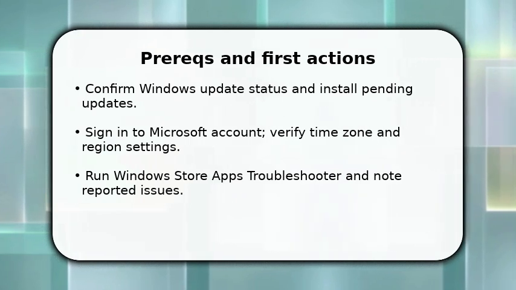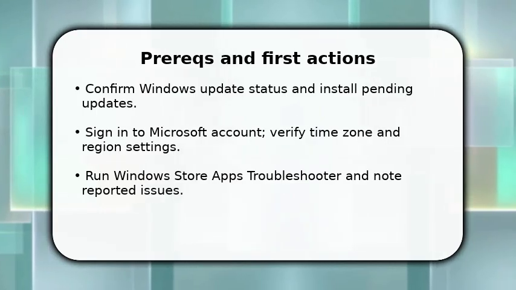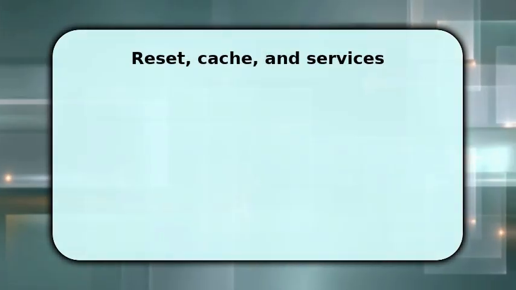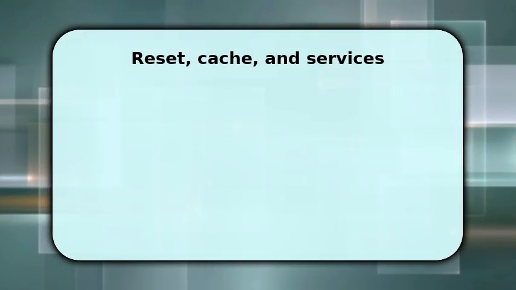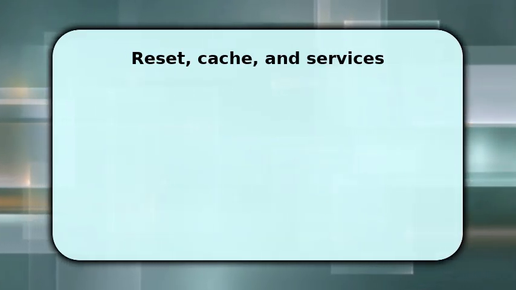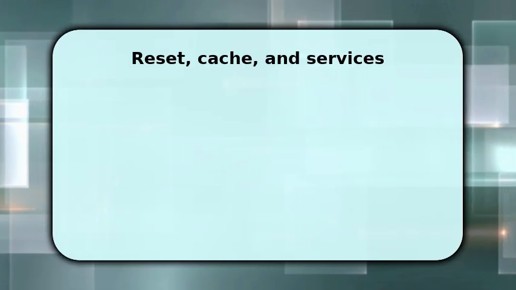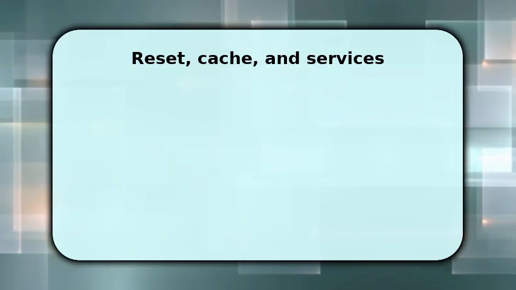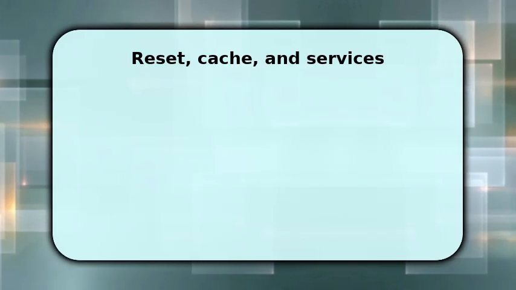Now you'll perform the deeper, technical repairs. Reset the store app from settings or run WSReset.exe to clear its cache. This fixes corrupted temporary data. Then check Essential Services, Background Transfer, License Manager, and Store Install Service, so they run and are set to automatic. These services handle downloads and license validation. If problems persist, use PowerShell to re-register the store app and finish by isolating profile issues.